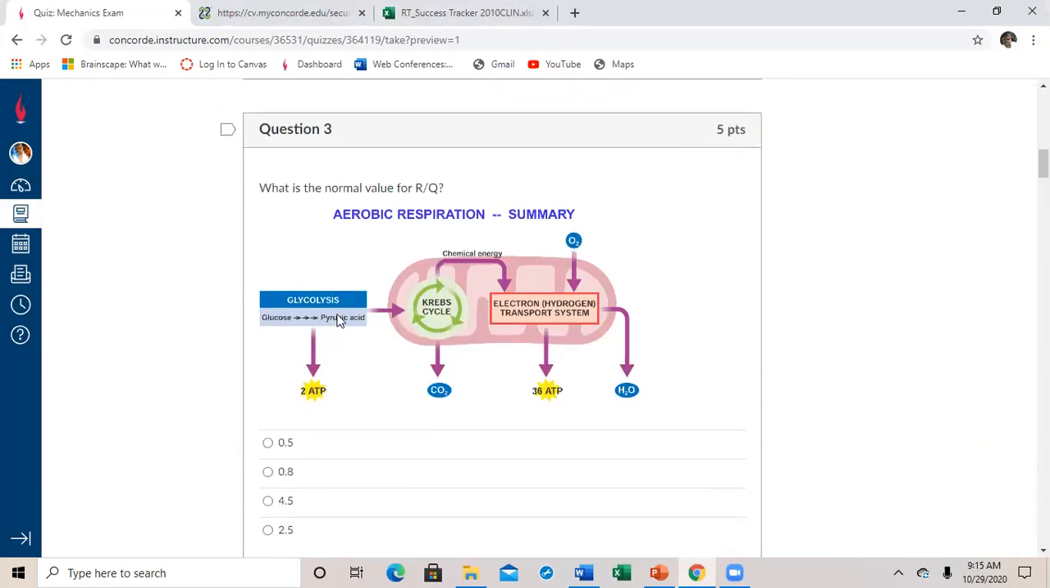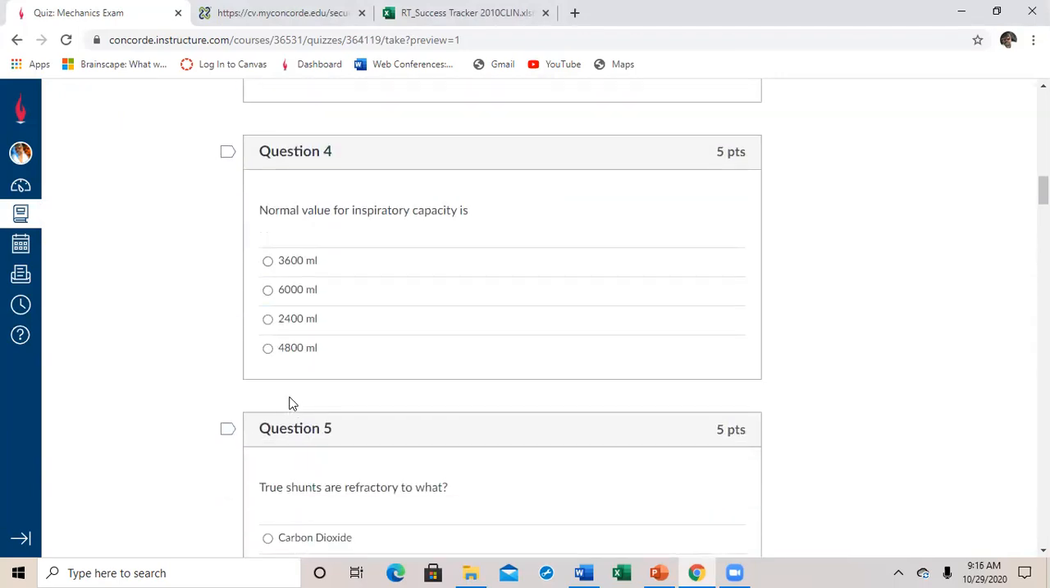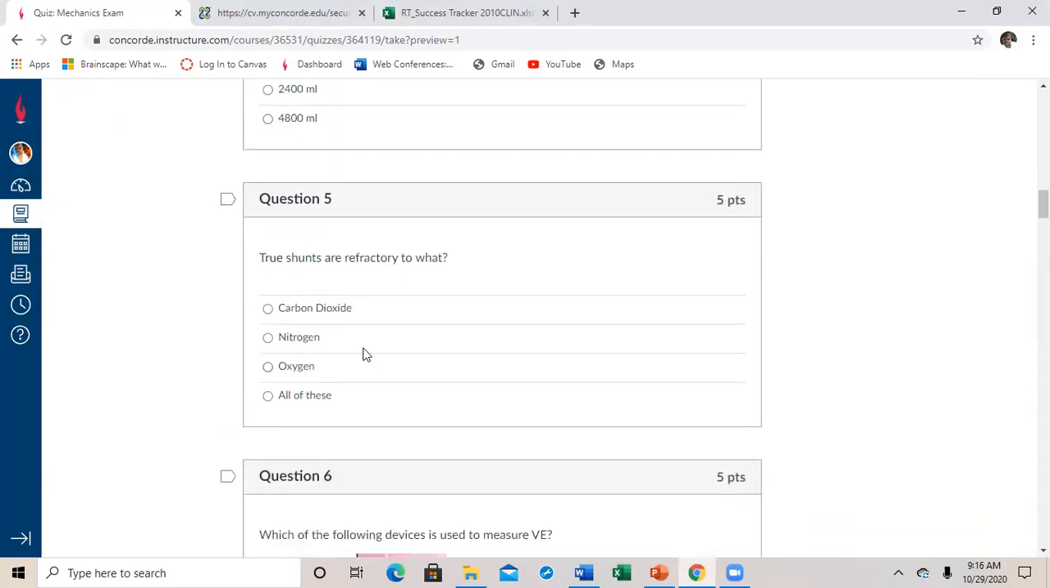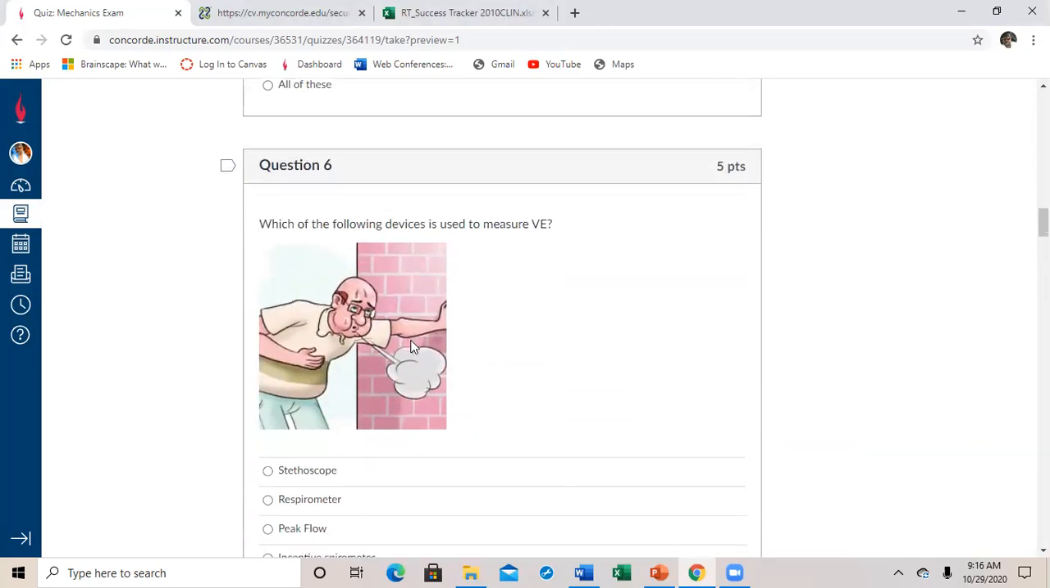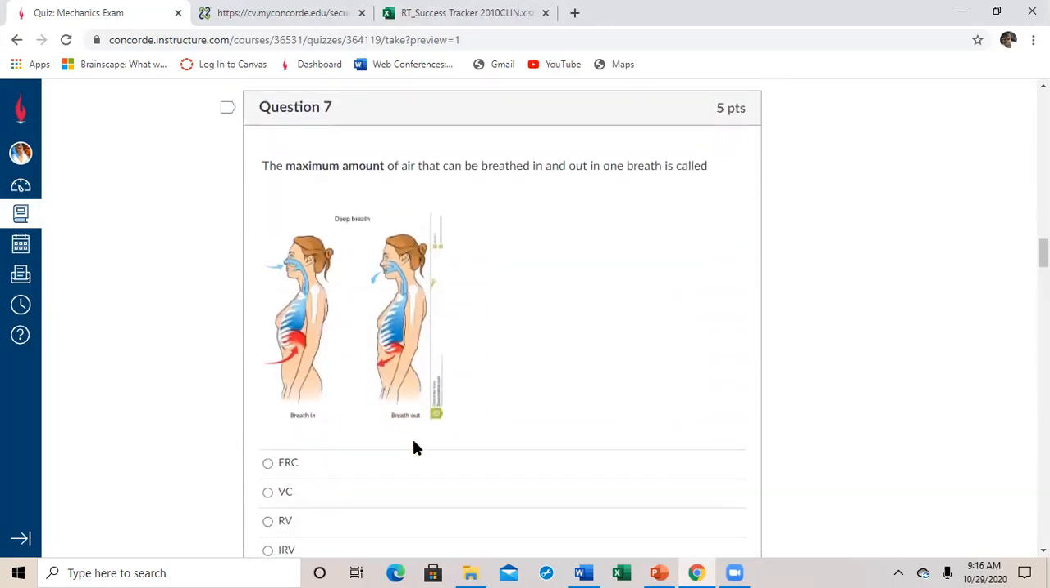Number 3, what is the normal RQ? Respiratory quotient is 0.8. The normal value for inspiratory capacity, IC, 36, right? Number 5, true shunts are refractory to what? Should have been oxygen. True shunts or absolute capillary shunts are refractory to oxygen, means they do not respond to oxygen. Number 6, which of the following devices is used to measure the minute ventilation? We said it's the Wright's respirometer. There are other types of respirometers, but that's what you would use.